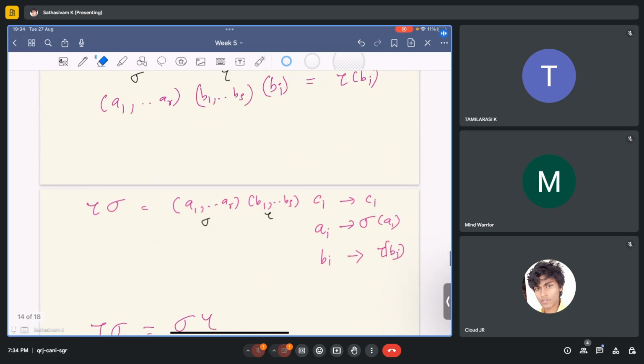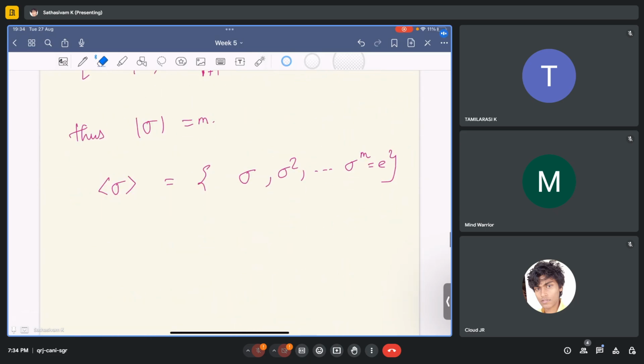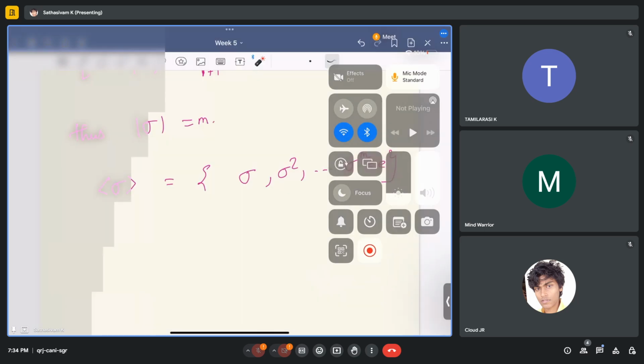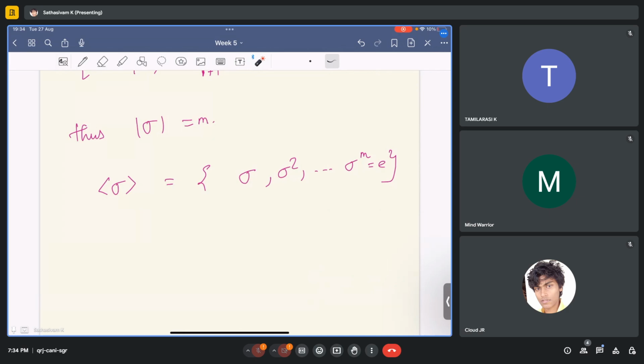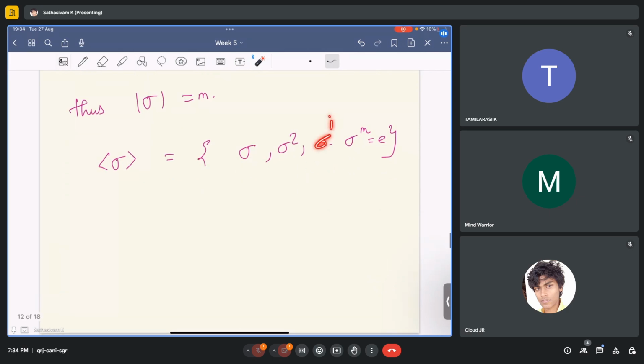So here you have a sigma. What it says is if you take sigma power i, this is also an m-cycle. M-cycle means what? It is also a generator, right? Any time you get an m-cycle, the order is m, so it will be a generator. So sigma power i is also a generator if and only if i and m are coprime. That is what it claims.